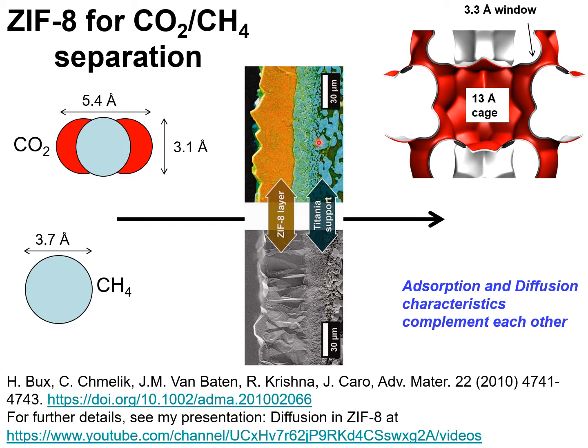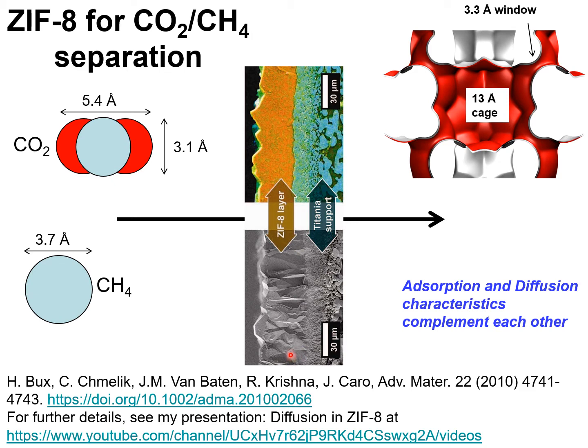Let's see how a microporous membrane is constructed. Take the example of ZIF8. It consists of cages of 13 angstrom in diameter, and each cage is separated from adjacent cages by narrow 3.3 angstrom windows. These windows are flexible, and this flexibility allows molecules that are slightly larger than 3.3 angstrom to pass through these windows.